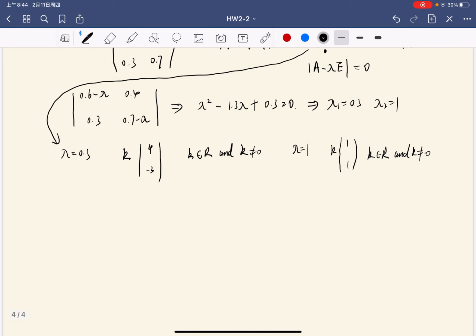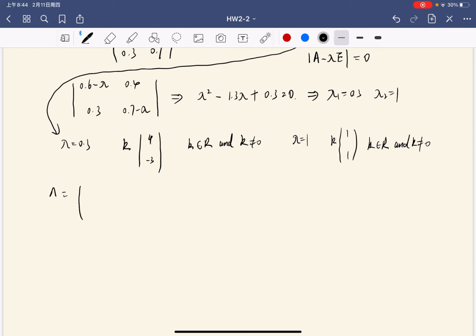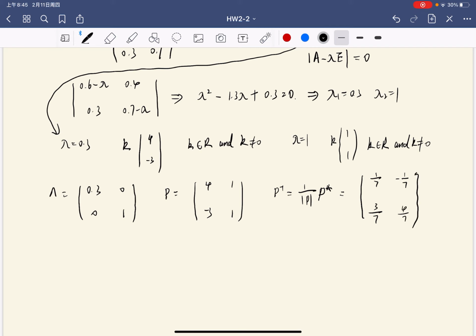And then the gamma matrix is this, and P is this, and we also need to calculate the inverse of P. It has a formula: the inverse of P equals 1 divided by the determinant of P, multiplied by the adjoint matrix of P. The result is 1/7, minus 1/7, 3/7, 4/7, and this is the inverse of P.